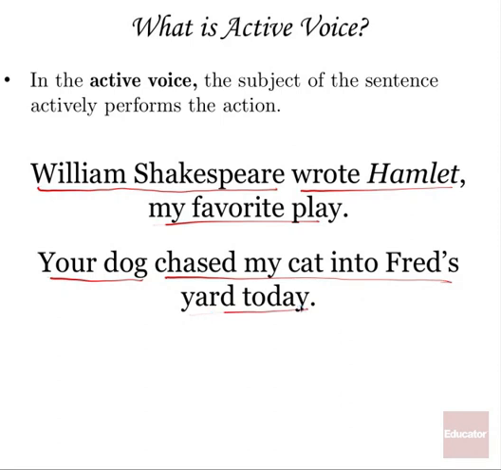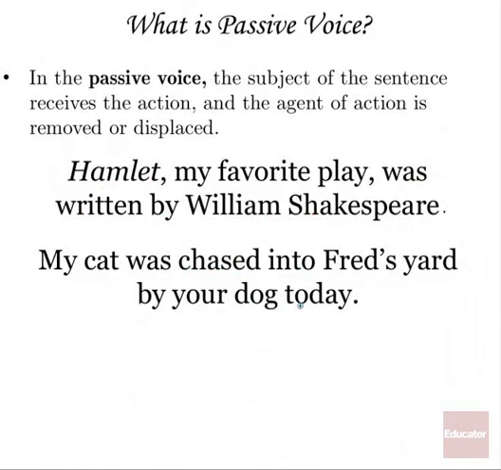All right, well, if that's the active voice, what's the passive voice? Well, in the passive voice, the subject of the sentence receives the action, and the agent of the action is removed or displaced. So, Hamlet, my favorite play, was written by William Shakespeare. Well, now the subject is Hamlet, and the predicate is was written by William Shakespeare. So the subject actually receives the action. This is not as strong a construction as active voice. Similarly, my cat was chased into Fred's yard by your dog today. Well, if you're having an argument with somebody, you're probably going to put your dog right at the beginning. It's weaker to say, my cat was chased into Fred's yard by your dog. It's wordy, it's confusing, you get lost about who did what. It's in the passive voice.